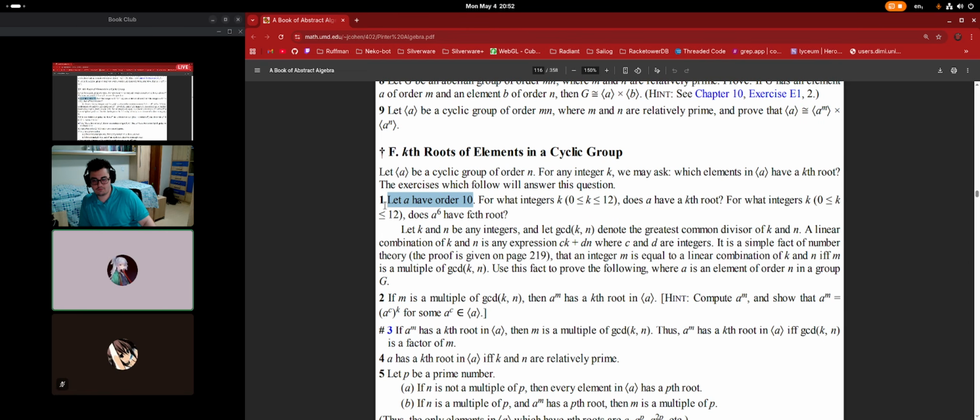Yeah, for k equals 3, you always have a root no matter what element you pick because the group has order 10 and 3 is relatively prime to it, so it always works out. That is a very interesting point, right? It's because 3 and 10 are relatively prime. Cool. Haven't thought of that.